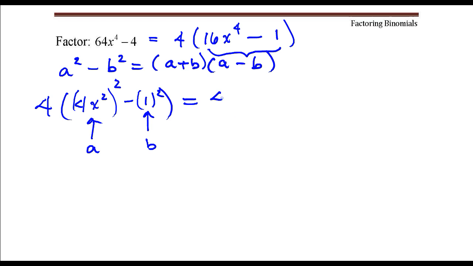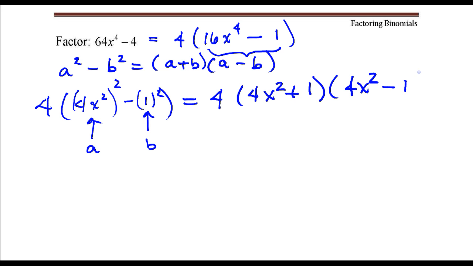Okay, so we have a plus b, that would be 4x squared plus 1, times 4x squared minus 1. And that's using the factoring formula. We're almost done here, except that this binomial in parentheses here is also a difference of two squares, and we're going to have to use the factoring formula on it also.